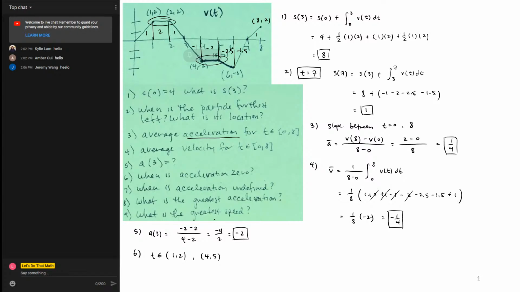What is the greatest acceleration? So the greatest acceleration is going to be the largest slope of the line. That's going to be here, right? That's the steepest part. So if I use those points, those are going to be 7, 0 and 6, -3. So the largest acceleration is going to be 0 minus -3 over 7 minus 6. That's going to be +3.